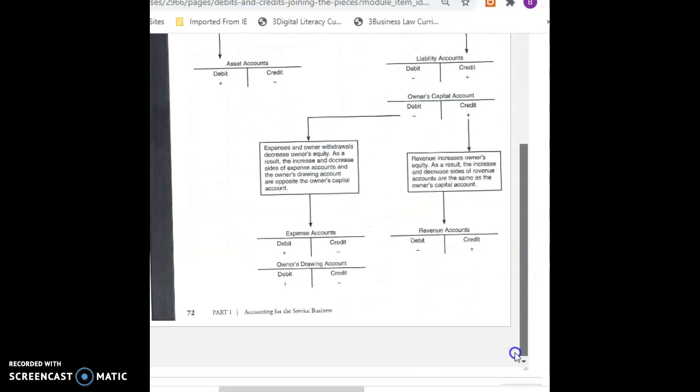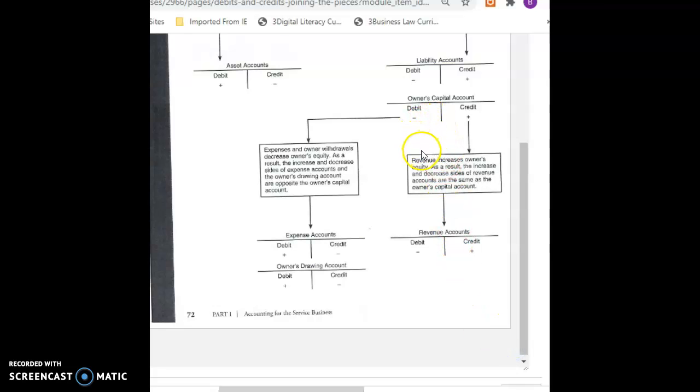Now, your temporary owner's equity accounts that we talked about, you have the revenue account, and your revenue account has a normal credit balance, and to increase it, you credit, to decrease it, you debit. On the other hand, your expense account has a normal debit balance, so to increase it, you debit, to decrease it, you credit. And the same thing with the drawing account. It has a normal debit balance, so to increase it, you debit, and to decrease it, you credit.